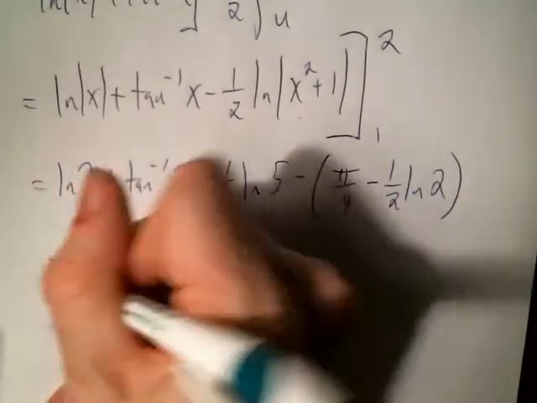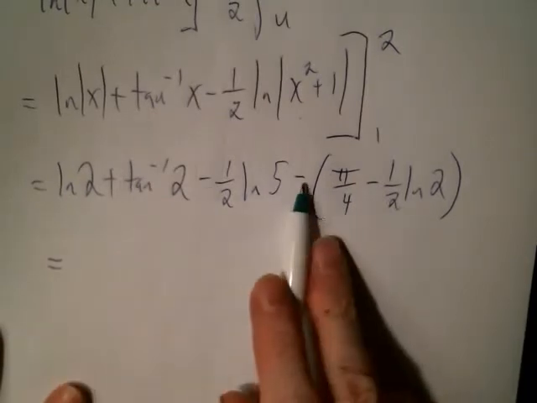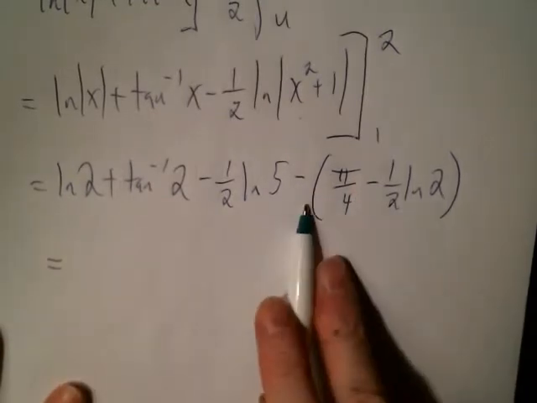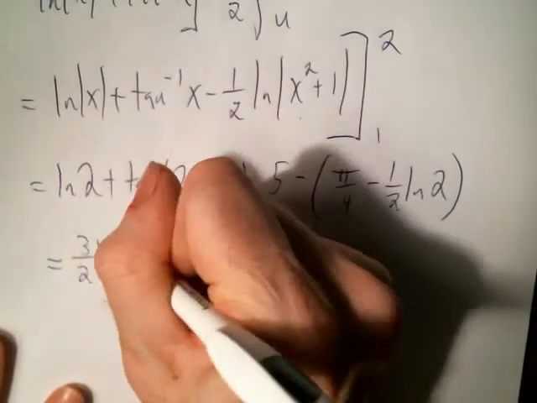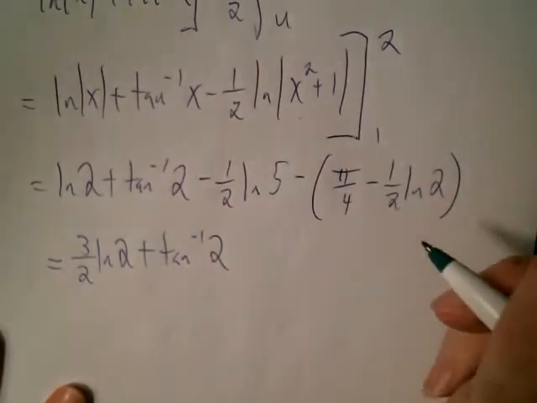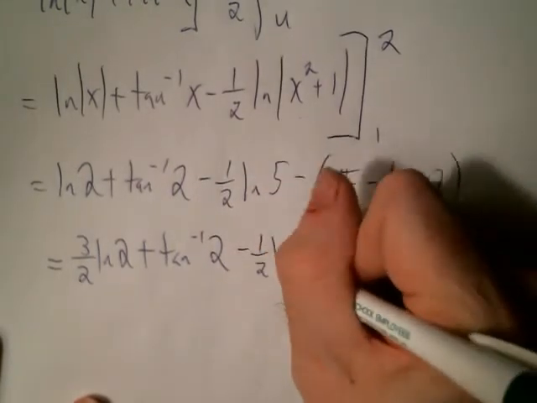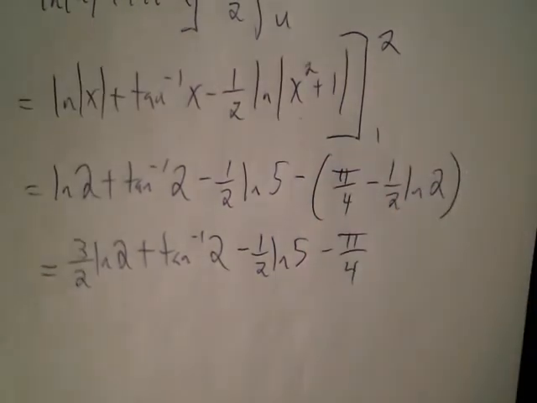Cleaning up just a little bit so I don't have so much work in my calculator. Ln of 2 minus negative 1/2 ln of 2 is going to give me 3/2 ln 2, and then plus tan inverse of 2 minus 1/2 ln 5. I guess there wasn't very much to do there. Minus pi over 4. Plopping that into my calculator, I don't know what I got.